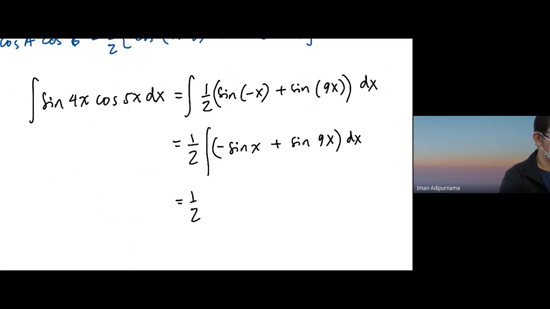So half, and integrating sine becomes negative, and multiplied with negative, it will be positive. So it will be cos x. Sine becomes negative, so it should be cos 9x over 9, and then plus c.